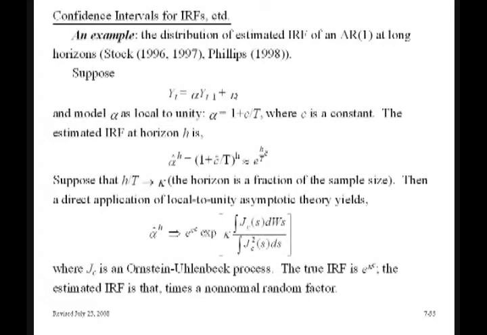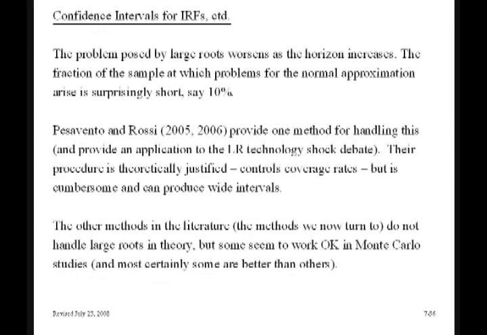So I have an example that's worked out here, which I will skip, about impulse response functions at long horizons having non-standard distributions. But I will refer you to a paper by Pesavento and Rossi that works out some of the particulars of this in a VAR context and then applies that to one of these long run inference problems.